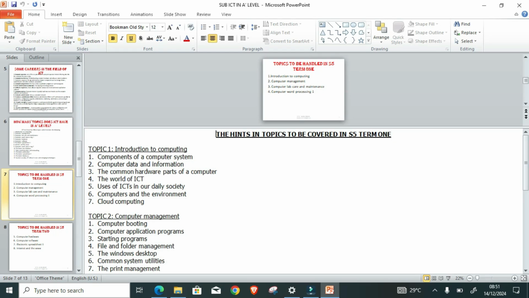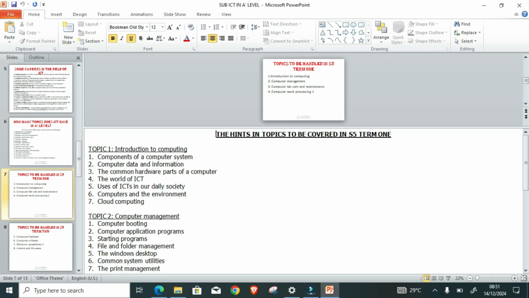So the first one is introduction to computing. What are some of the things you're supposed to cover in introduction to computing? One, you're supposed to study about the components of the computer system, like the mouse, keyboard, monitor, those are some of the components.